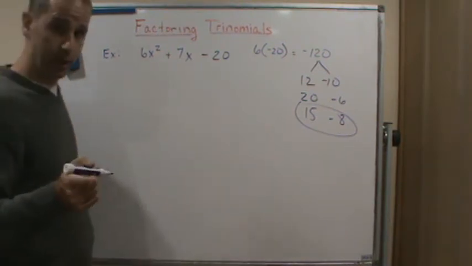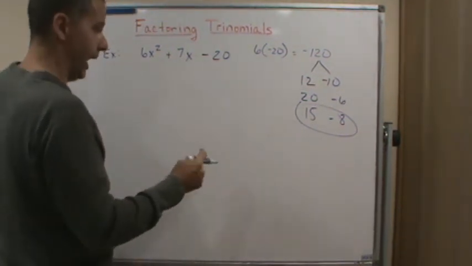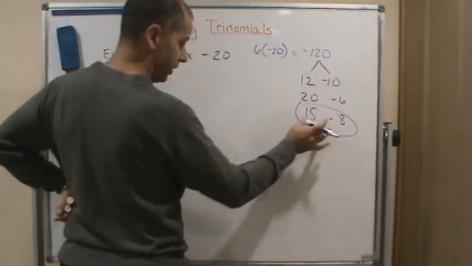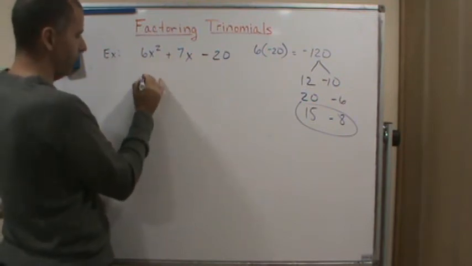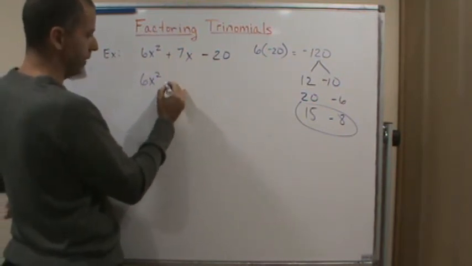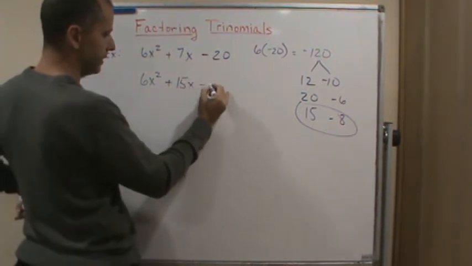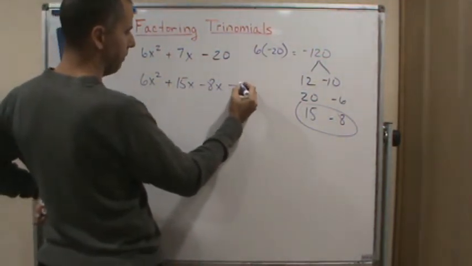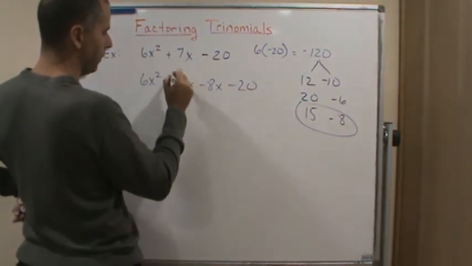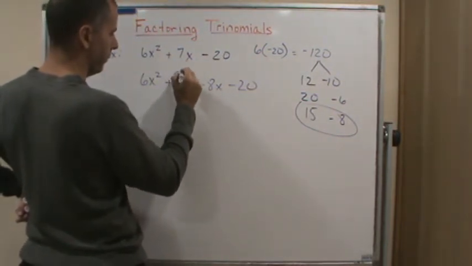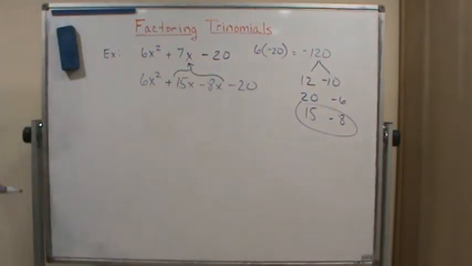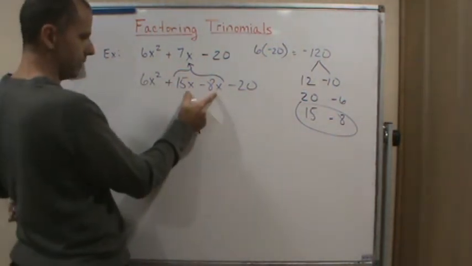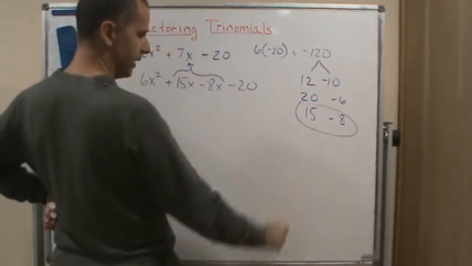Now here's where the decomposition comes in. I'm going to use these two factors to decompose the middle term. So this is going to be 6x squared plus 15x minus 8x minus 20. All I did was decompose 7x into these two pieces using these factors.